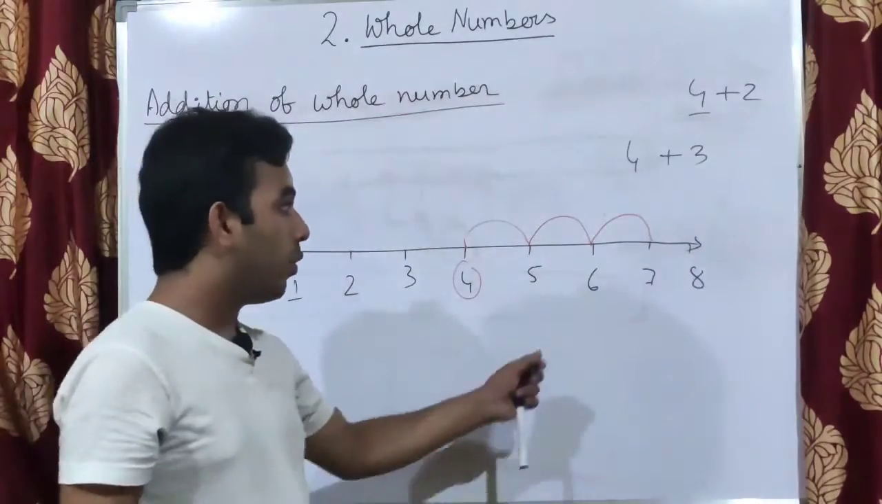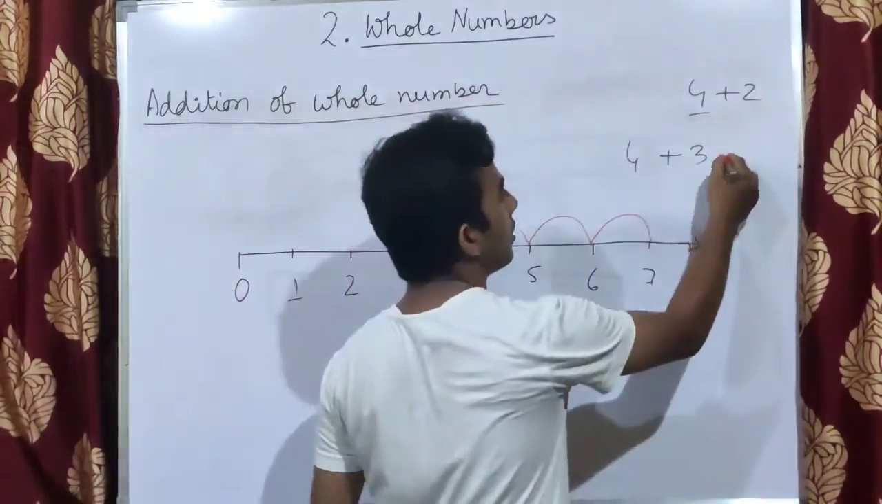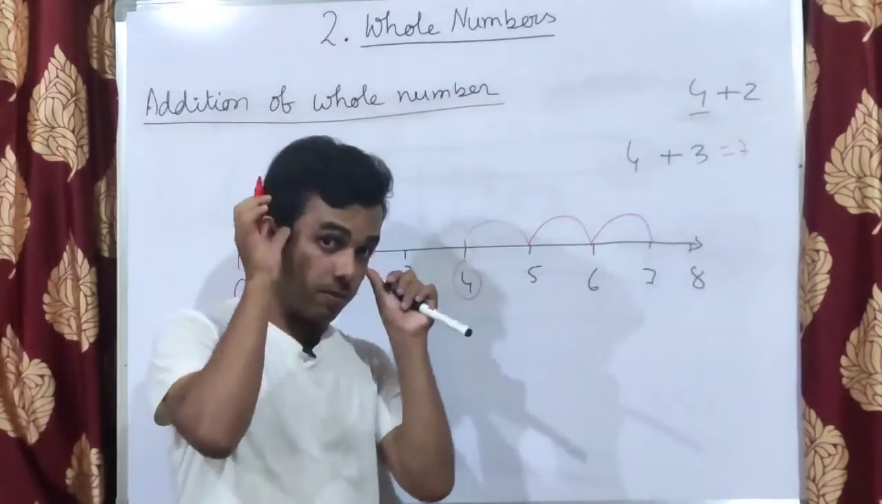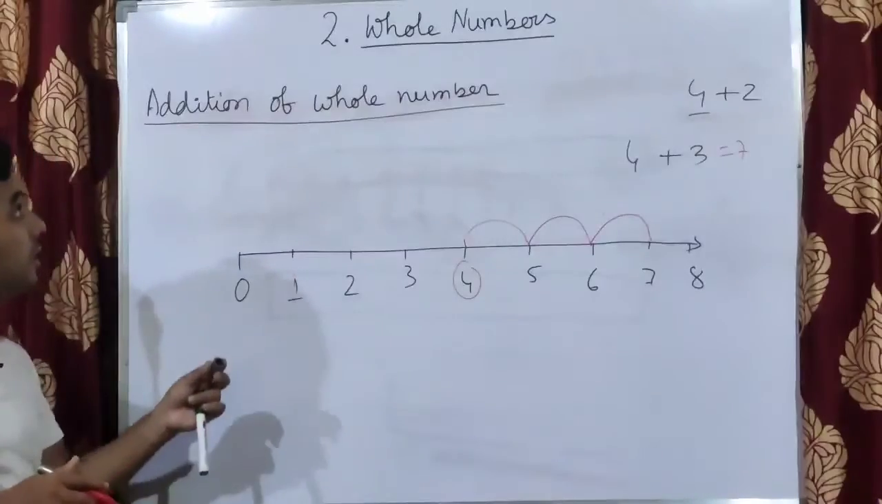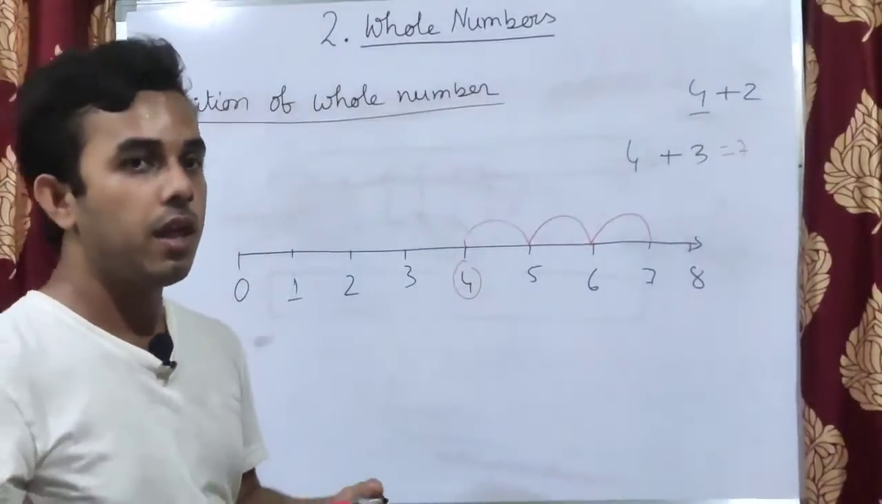So what is the number? It is 7, right? So 4 plus 3 is how much? It is also 7. So our result is also 7. So by this we can represent the addition of whole numbers on a number line.